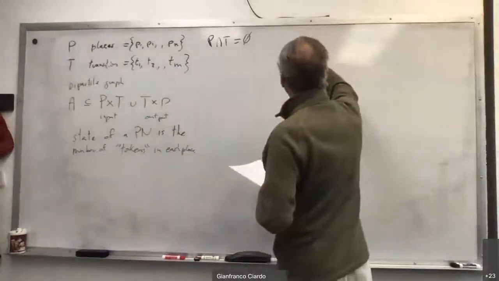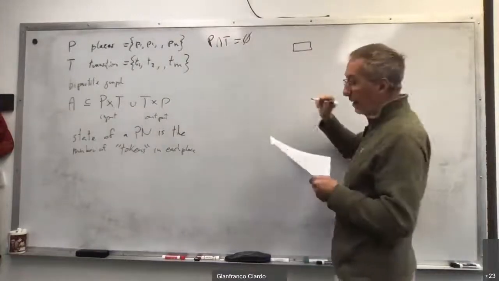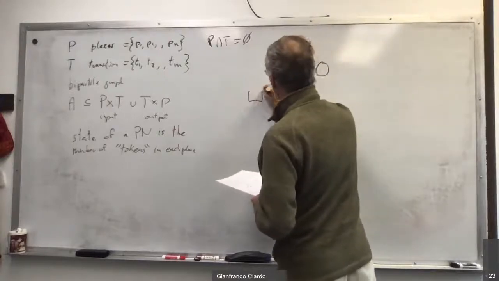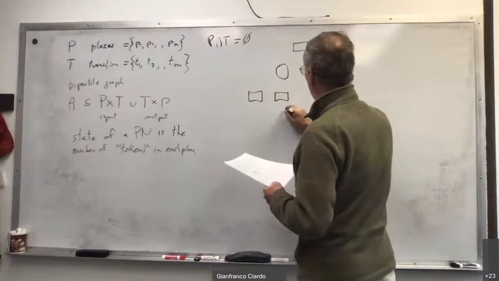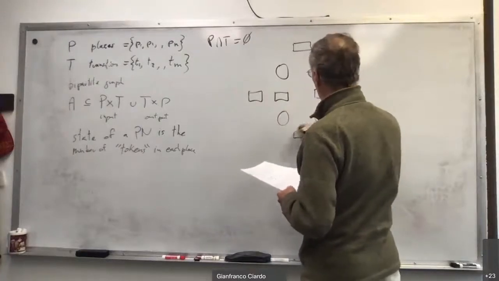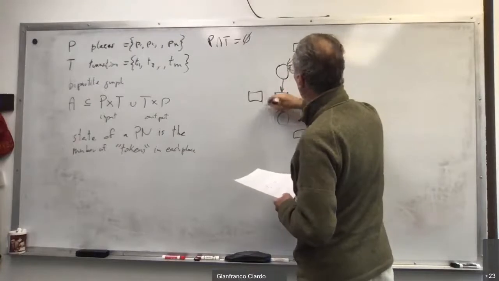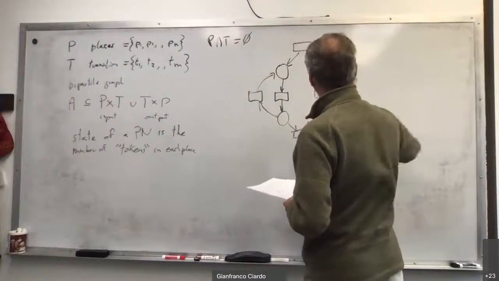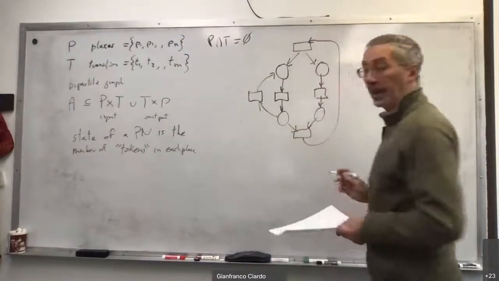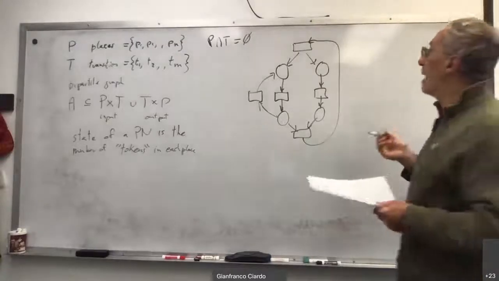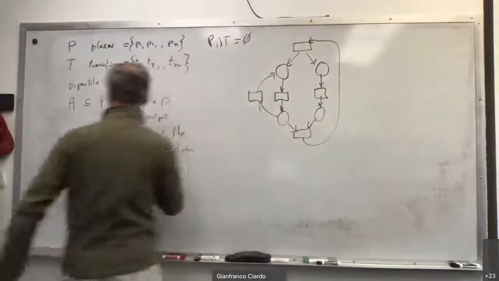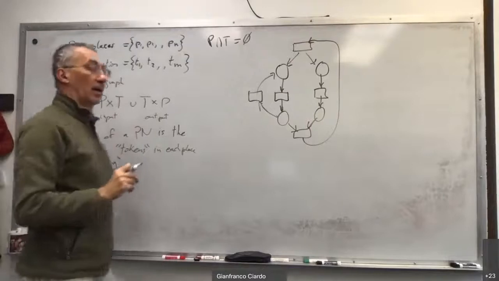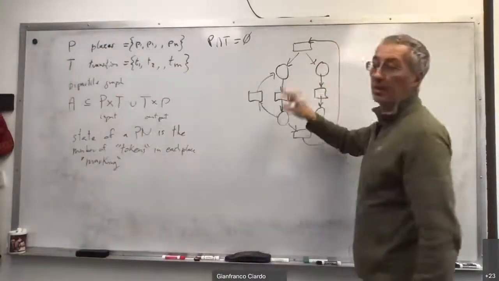So transitions are drawn as bars or rectangles. Places are drawn as circles. So let's draw the Petri net that we have in the nodes. Okay, so this is a Petri net. The initial marking, so the marking is this. Okay? The marking is the number of tokens in each place.